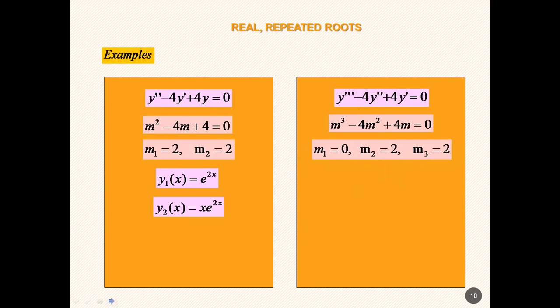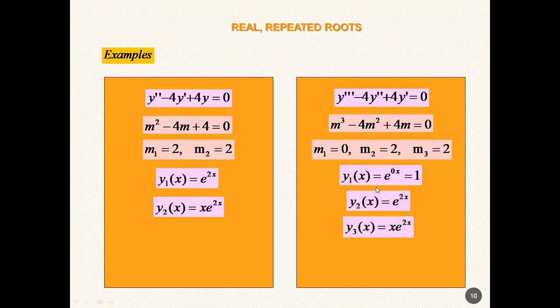So what will happen now? You will have e raised to 0x for the 0, that's 1. And for this 2, you will have e raised to 2x for this one. For the second one, you need to modify, because it has been repeated. So the final answer for the first one is this.